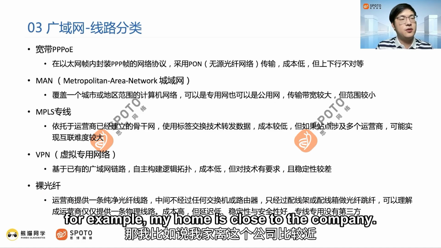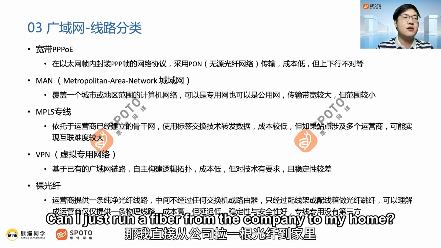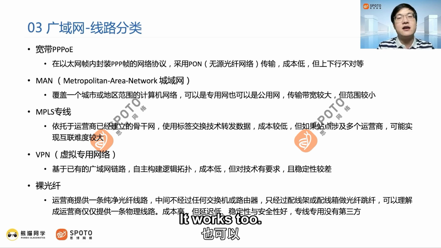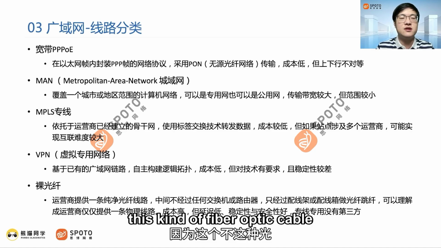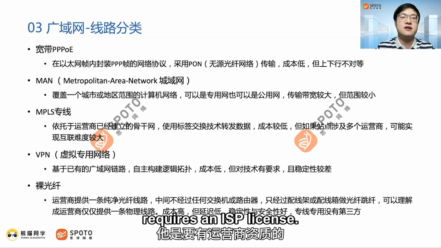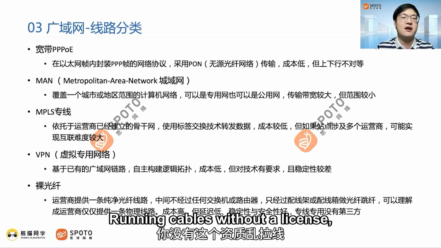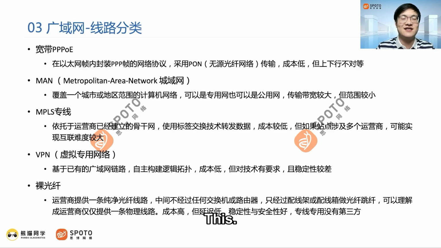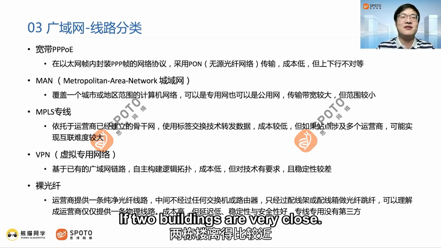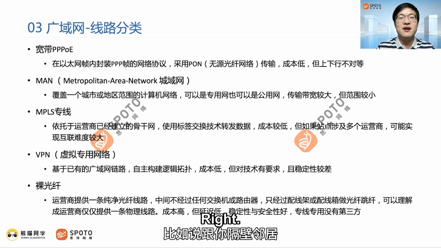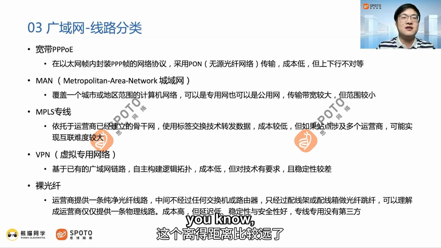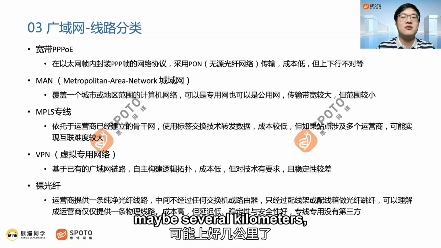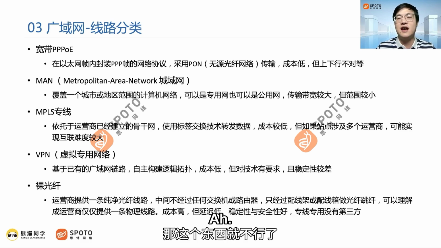A student asks, what if, for example, my home is close to the company, can I just run a fiber from the company to my home and use it? It works too. However, this is an illegal act, because deploying this kind of fiber optic cable requires an ISP license. Running cables without a license is actually illegal. If two buildings are like your next door neighbor, only about 10 or 20 meters apart, then pulling a cable isn't a big deal. But if you need to cover a much longer distance, maybe several kilometers, then this solution won't work.